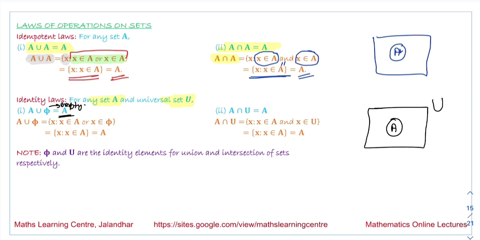This is written over here as x belongs to A or x belongs to phi. What is x belongs to phi? There is nothing over here. So what we are left with is x belongs to A, and the answer we get is equal to A.